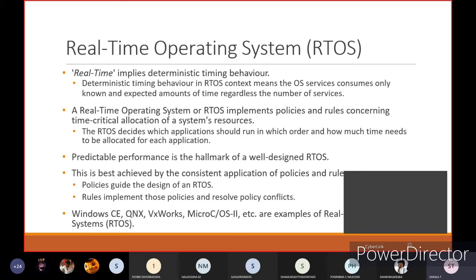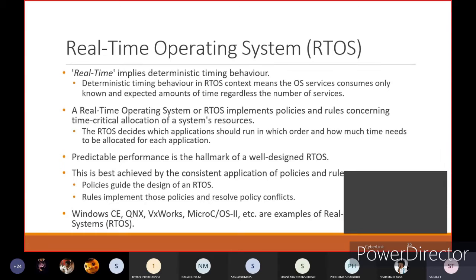Okay, and if you have any interrupts in between the main program, if you have any interrupts in the real-time operating programs, then also it should execute within whatever amount of time we have provided for that real-time program, with or without the interrupts. A real-time operating system or RTOS implies policies and rules concerning time-critical allocation of the system resources.